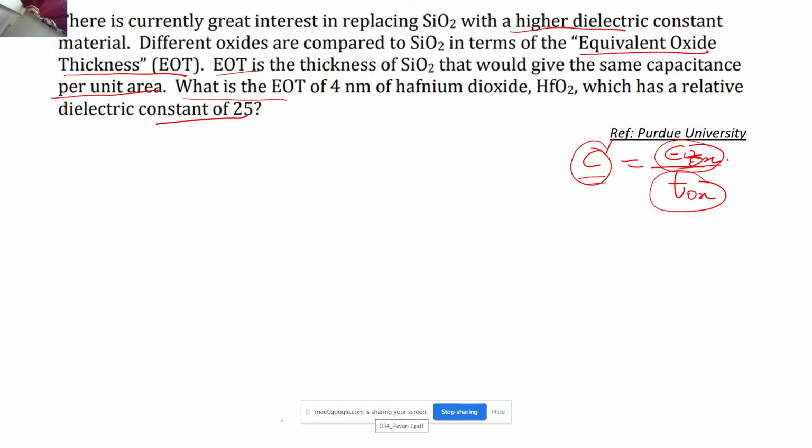It's higher than SiO2, right? Because SiO2's dielectric constant is 3.9, and we are replacing it directly with the 25, correct? So it is satisfying that currently there is a trend to replace SiO2 with a higher dielectric material, right? Now can you guys please help me?